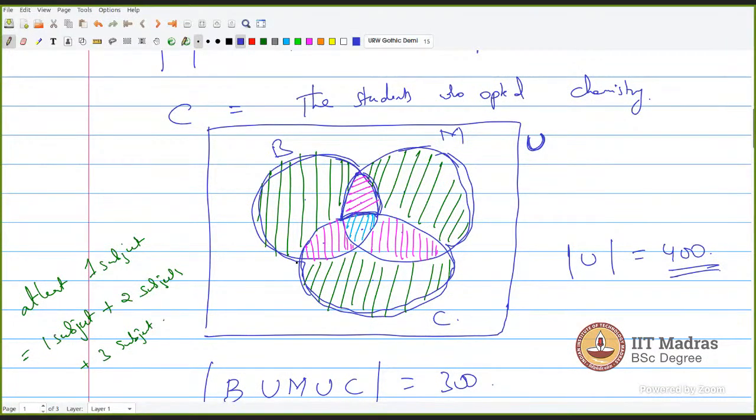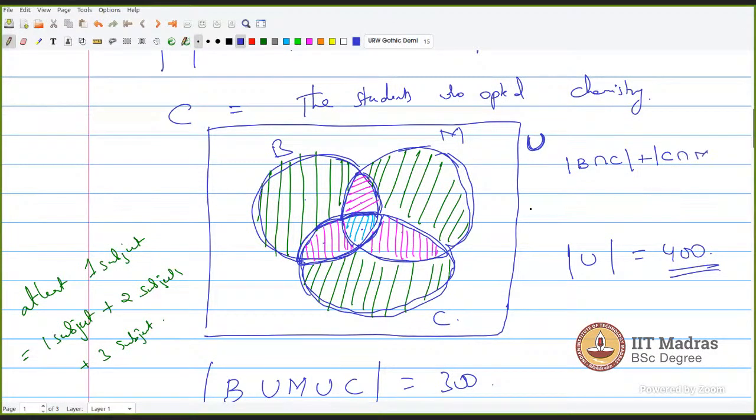So this plus this plus this: B intersection C and M intersection C. This particular purple region we get when we add B intersection C. B intersection C means this whole region I am adding. Okay, we have to subtract. So B intersection C plus C intersection M plus M intersection B.